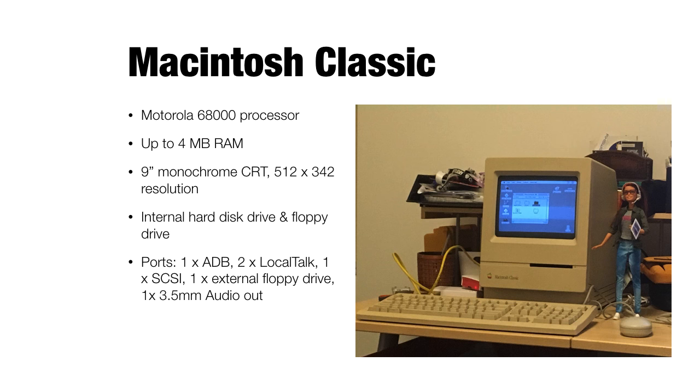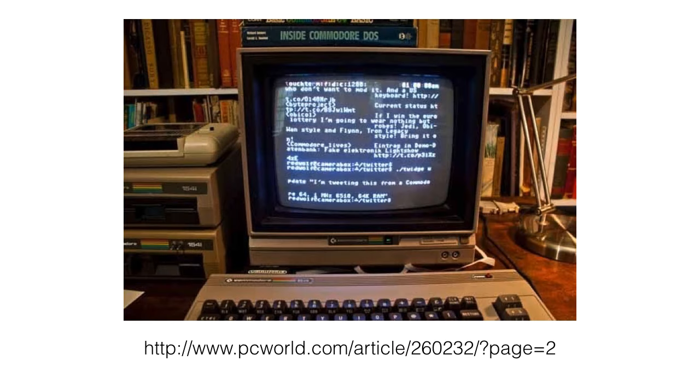You can upgrade the RAM to 4 megabytes. It has 1 megabyte soldered to the motherboard. A 9-inch monochrome cathode ray tube display. Again, this might be a bit out of the age range of some people in the room, but a cathode ray tube is basically the old form of television, which relies on having a mini particle accelerator in front of you. I'm not joking. It has an internal hard disk, floppy drive, a bunch of ports on the back.